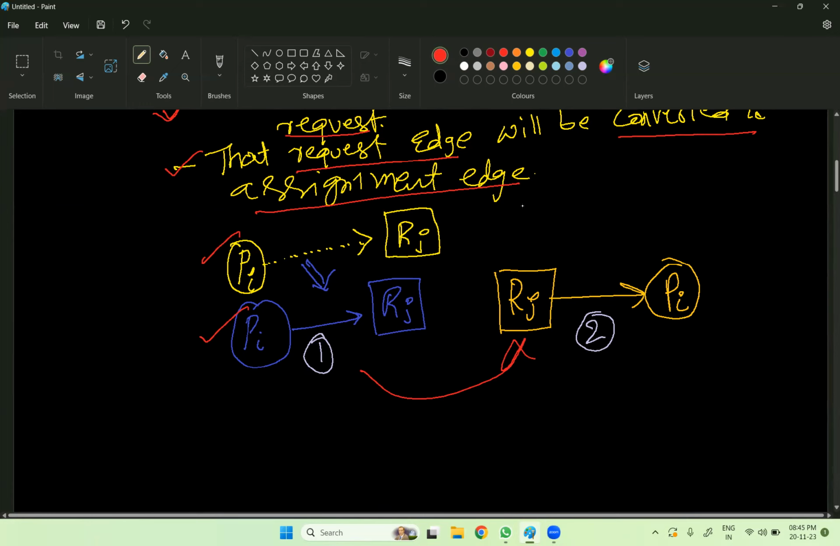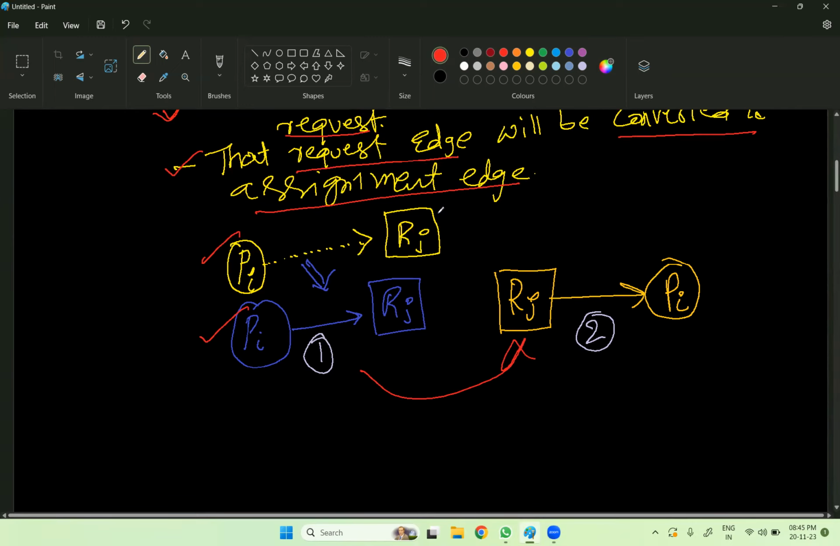So this is the actual scenario where exactly the resource allocation graph is to be taken into consideration, the resource allocation graph in banker's algorithm. Okay, this is the first point you need to mention within banker's algorithm.